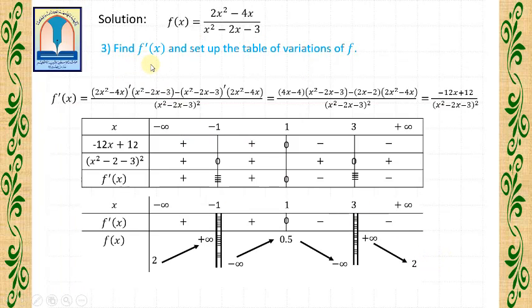Now find f prime of x and set up the table of variations of f. Please note that f of x is in the form of u over v. Then f prime of x is equal to u prime v minus v prime u over v squared. We make the calculations and continue, so we get minus 12x plus 12 over x squared minus 2x minus 3 squared. We then make the sign table of f prime of x and then the table of variations of f.